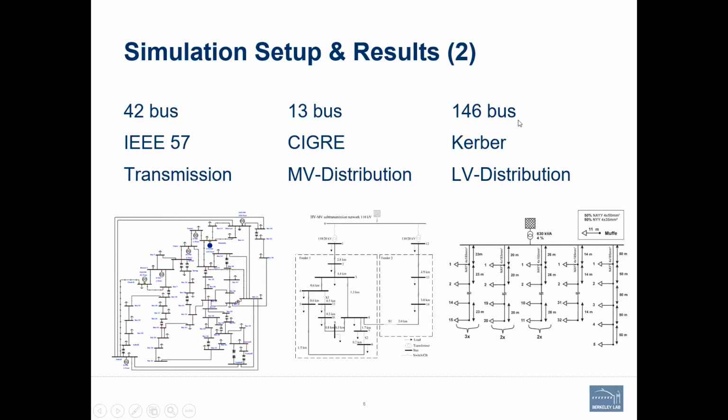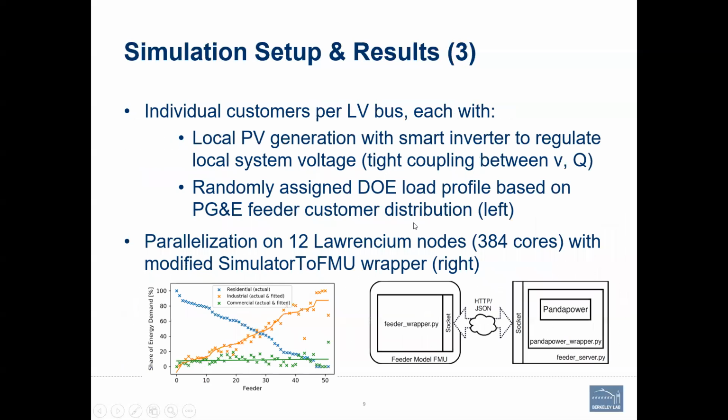The way these different networks are coupled is that this Kerber network is a 146 bus network, and it is coupled to the medium voltage distribution system on each of the 13 buses. So basically the Kerber network is duplicated 13 times and connected to each bus of the SCooDER network. And then again, the SCooDER network is duplicated 42 times and connected to the 42 buses of the IEEE 57 network. So this ends up to be around the 80,000 customers I was talking about before.